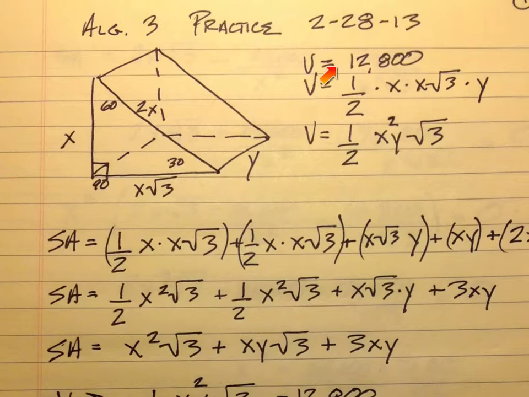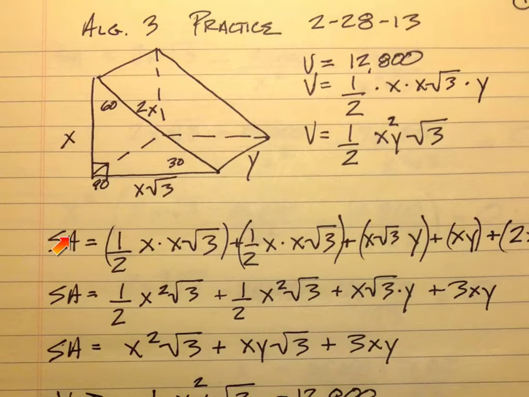So given from the problem, volume equals 12,800, and the formula for volume is 1/2 base times small height for the triangle, and then times the larger height of the prism. But in this case, it's 1/2 times X, and then square root of 3 times Y. Now, once you plug in those variables for the volume, simplify as much as you can. You have 2 x's here, so that's x squared, and then of course the half, and then the square root of 3. So leave that alone for right now. You'll set them equal to each other later on.